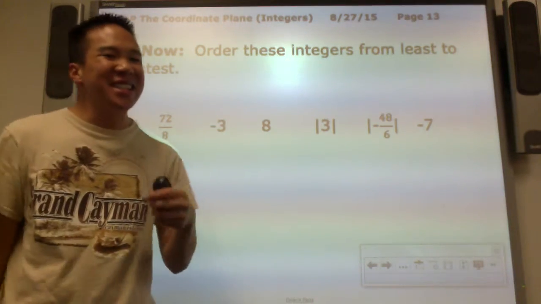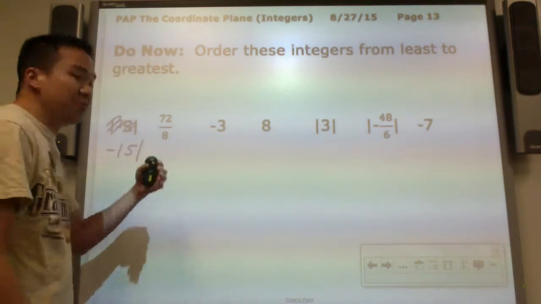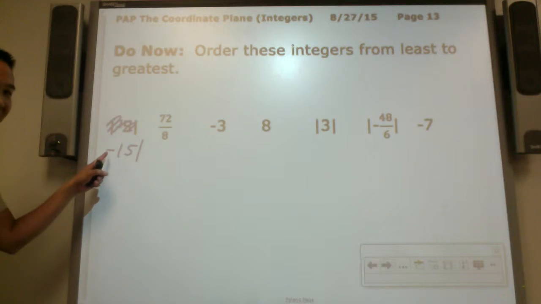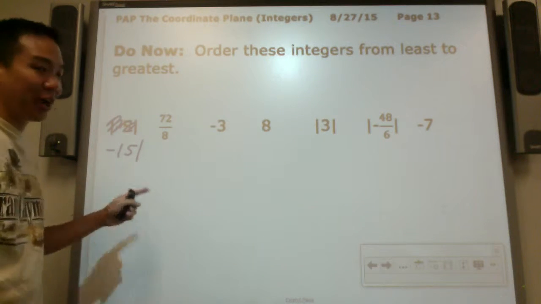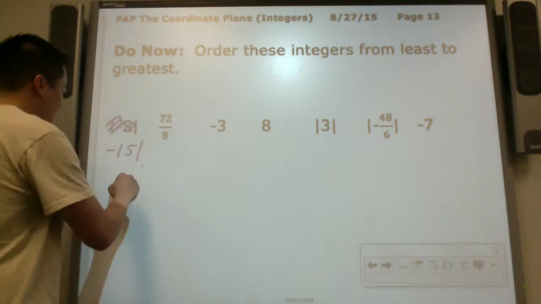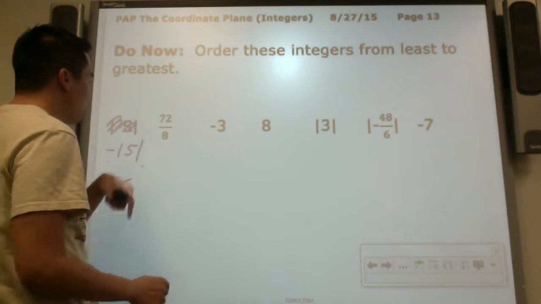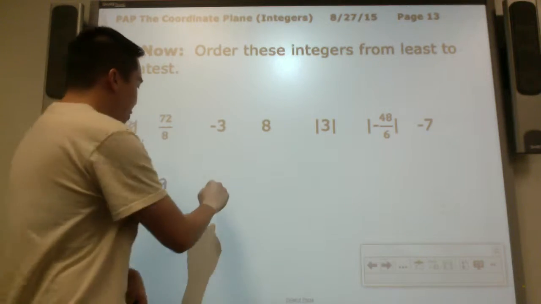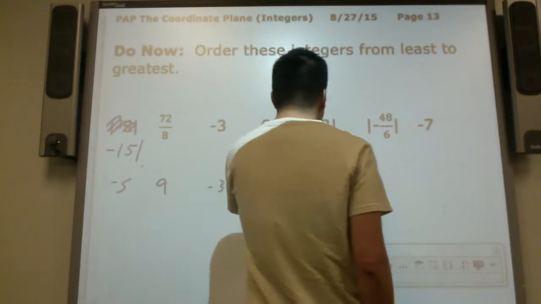How far, what's the distance of 5 from 0? 5 units. Remember, the negative ones are outside of the absolute value. It's the opposite of. What's the opposite of the distance of 5? Negative 5. What's 72 divided by 8? 9. Negative 3, 8. Absolute value of 3.